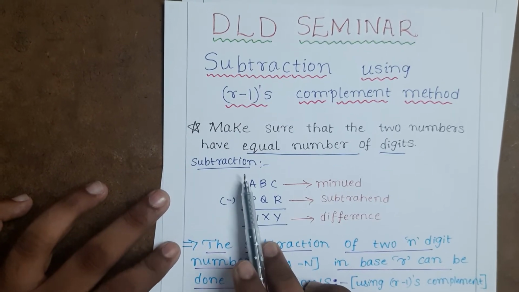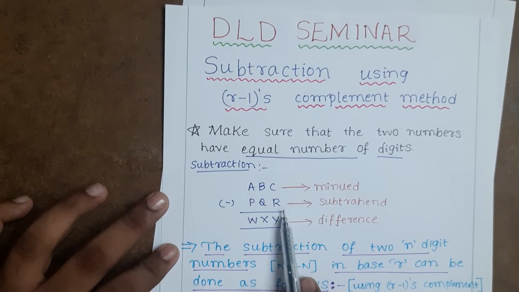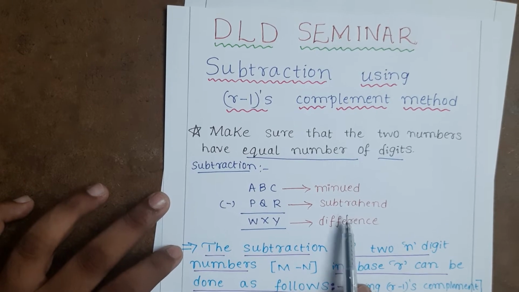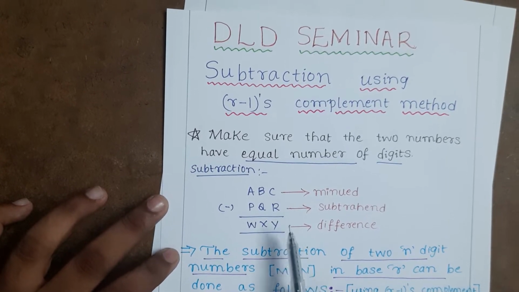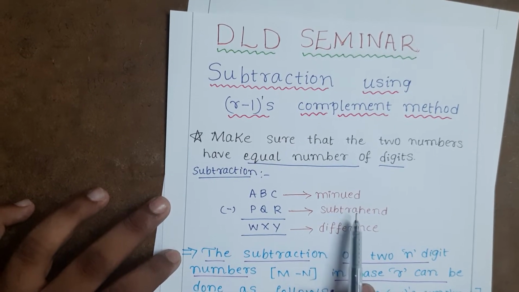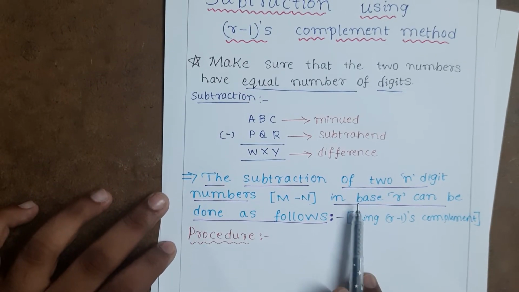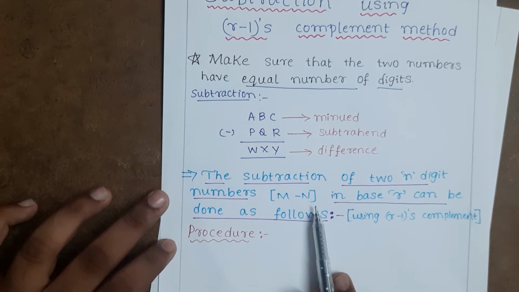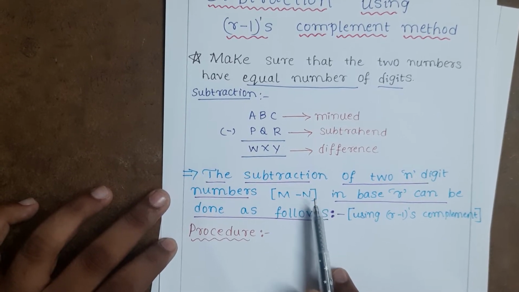Suppose we take a subtraction: the first number is called minuend and the second number is called subtrahend. The number of digits must be equal in both minuend and subtrahend, and the result is called difference. So this is minuend, subtrahend, and the result is called difference. So the subtraction of two n-digit numbers is M minus N. Here I am treating M as minuend and N as subtrahend.